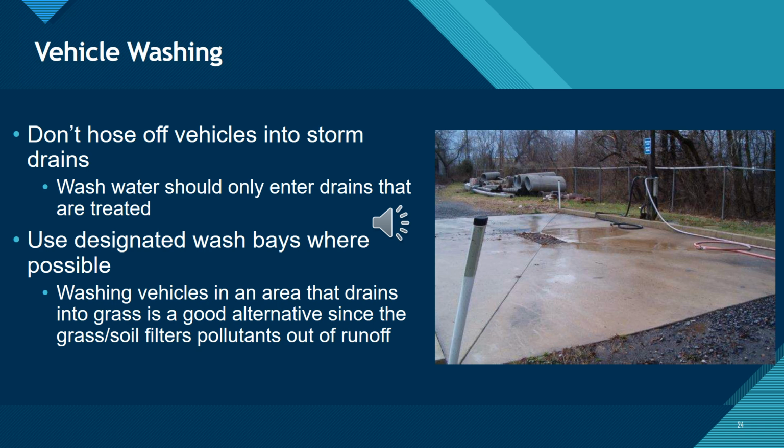Vehicle washing. Do not hose off vehicles into storm drains. Wash water should only enter drains that are treated. Use designated wash bays where possible. Washing vehicles in an area that drains into grass is a good alternative since the grass/soil filters pollutants out of runoff. You need to be making sure that you are washing your vehicles in wash bays and not just directly on the pavement, as it just goes right into a storm drain.